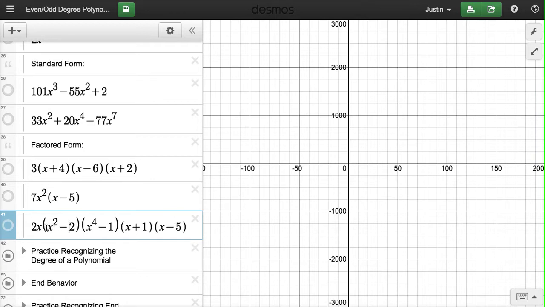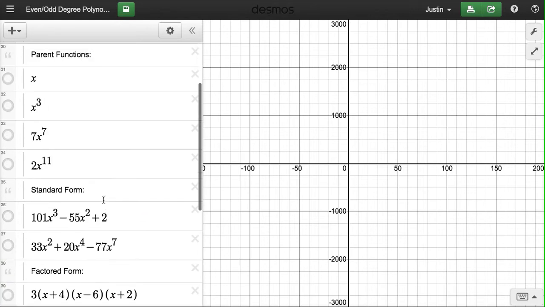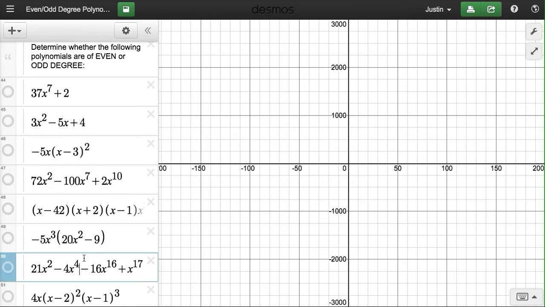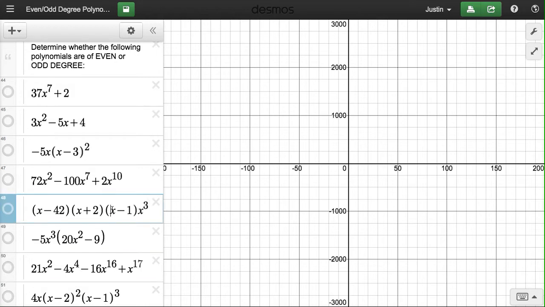Pause the video and make some summaries about how you can recognize the degree in factored and standard form. And when you understand that, then we'll move on to practice recognizing the degree of a polynomial. This means that you're ready to practice recognizing the degree of each polynomial, which is fantastic.